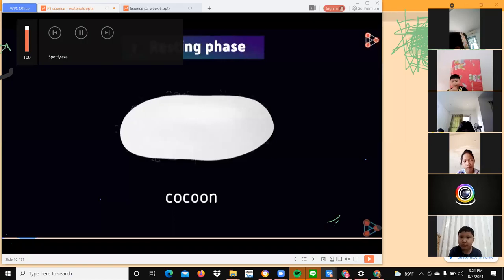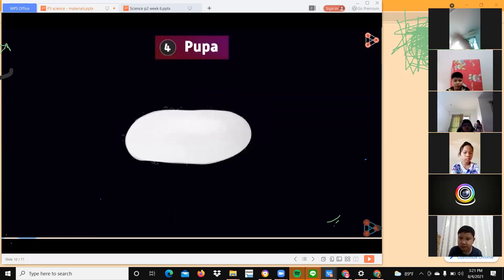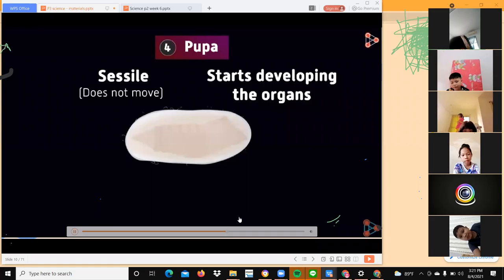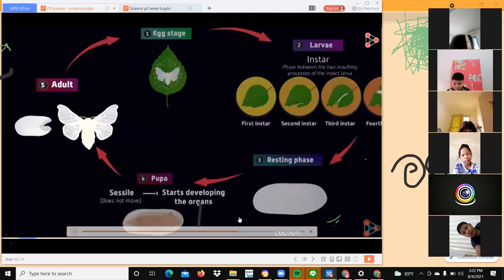Once the cocoon is formed, the larva inside it starts resting and enters the next stage of its life cycle called the pupa stage. The pupa stage is where the organism is sessile, which means it does not usually move, and it starts developing the organs which adult moths have. So here, the pupa rests inside the cocoon and starts developing into an adult. After it develops completely, the next stage, that is the adult stage, is reached. The mature moth is now ready to break the cocoon and fly away. This is the complete life cycle of a silkworm.